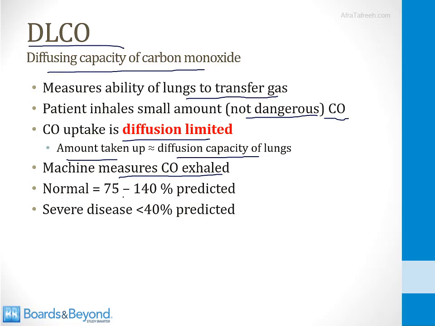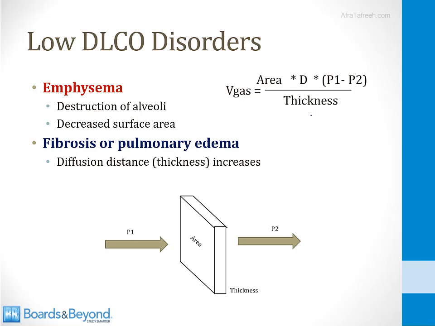There are normal amounts predicted for age and body size, and a normal result is about 75 to 140% of the predicted value. Patients who have severe forms of lung disease that impair diffusion can have values like less than 40% predicted. In the video on hypoxia, I talked about how diffusion impairment can lead to hypoxemia in the blood.